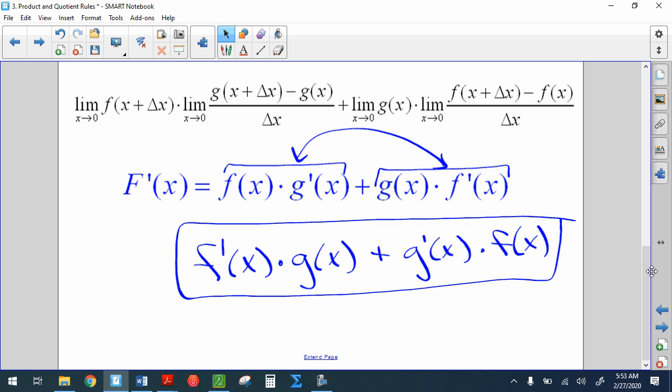So there's the product rule. You can look over some of the examples from the notes that are posted online and then go on to the quotient rule because this video is getting long.